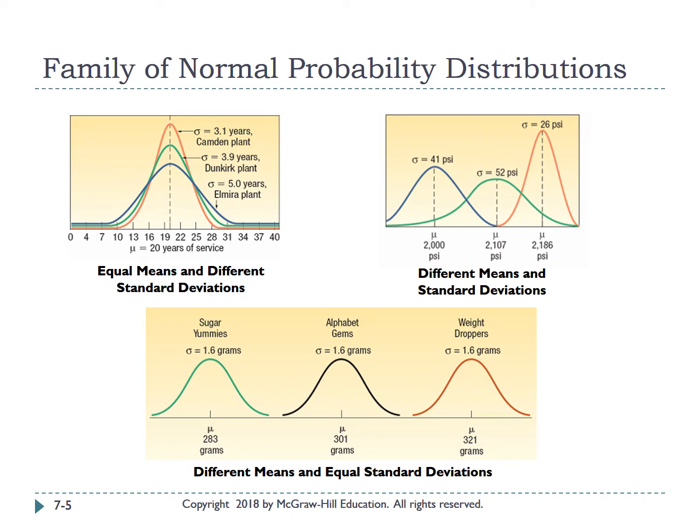The top right chart of tensile length of 3 different cables, they have different means and different standard deviations. In the bottom graph of box weights of 3 different cereals, the means are different and the standard deviations are the same. So for the last graph, there are different means and equal standard deviations.